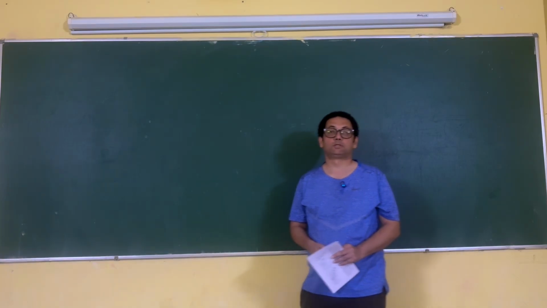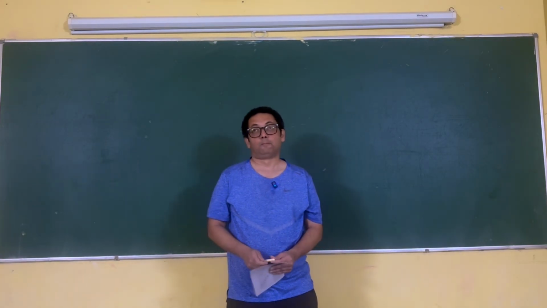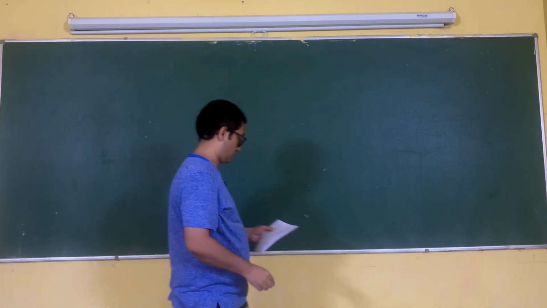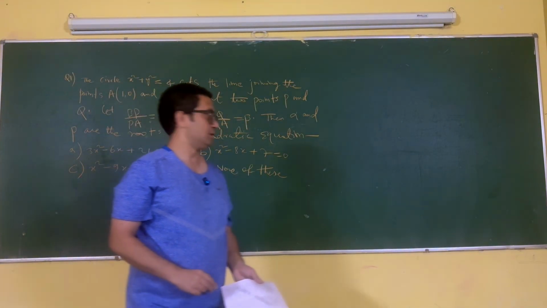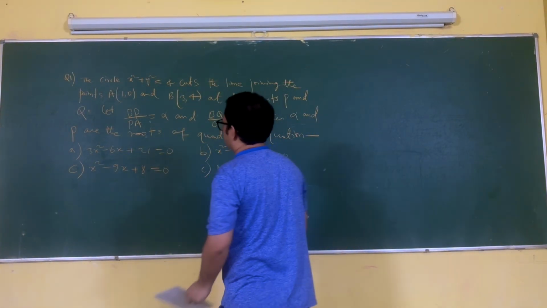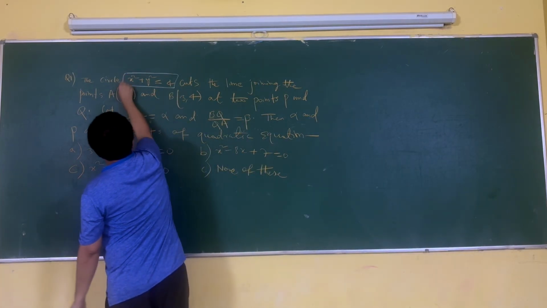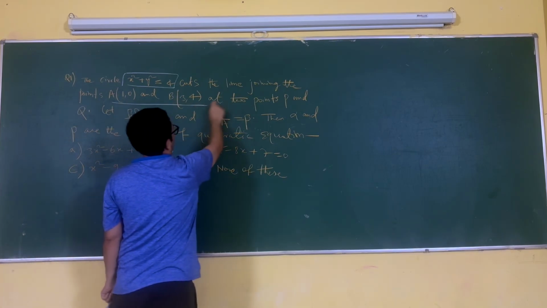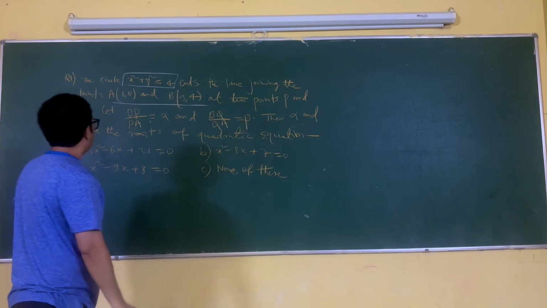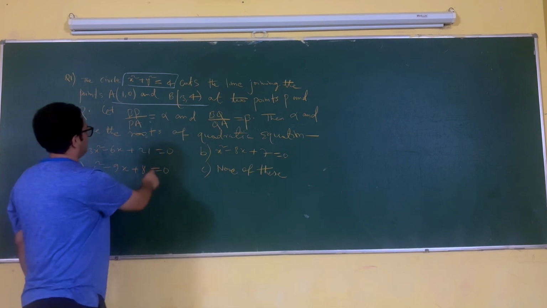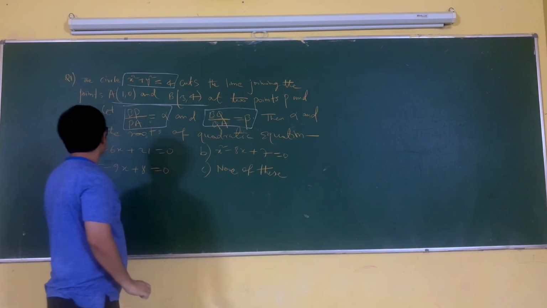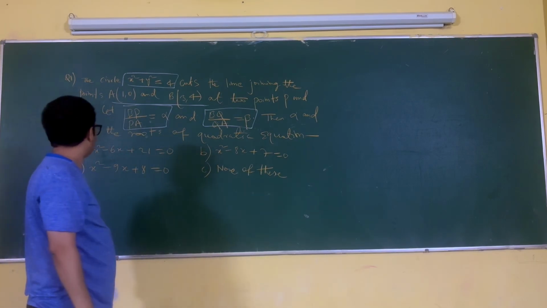Okay, so we shall discuss the questions based on circles. So the first question is, okay, so this is the question. The circle x square plus y square is equal to 4 cuts the line joining the points A and B at 2 points P and Q. Let BP upon PA is equal to alpha and BQ upon QA is equal to beta. Then alpha and beta are the roots of the quadratic equation.